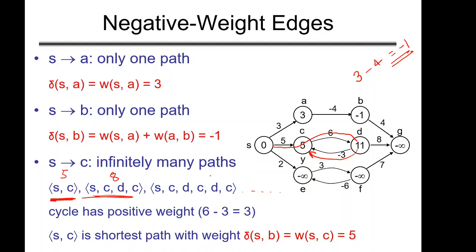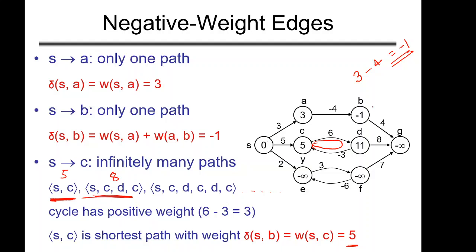Each time we increase one more cycle, we are actually adding plus 3 every time. Why? Because this is a positive weight cycle, not a negative weight cycle. If you take this cycle, each time it will increase by 3, because it is 6 and minus 3, so 6 minus 3 gives you plus 3. So there is no sense of repeating this cycle again and again. Therefore the shortest weight from S to C is 5, although there are negative edges in the path. But it doesn't matter.